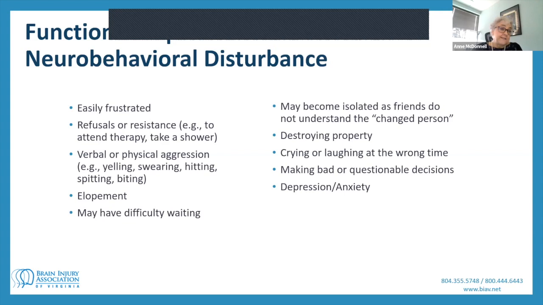So after somebody has a brain injury, we know that there are lots of implications. There are lots of behavioral challenges that we face, and some of the functional implications look like these. You know, people become easily frustrated. They can refuse or resist therapy or showers. They may become aggressive. They may elope. They are impatient, and they can destroy property. You've seen some of these things happen when individuals are in a neurobehavioral crisis.